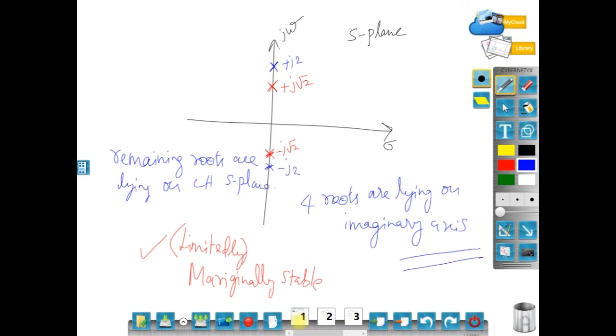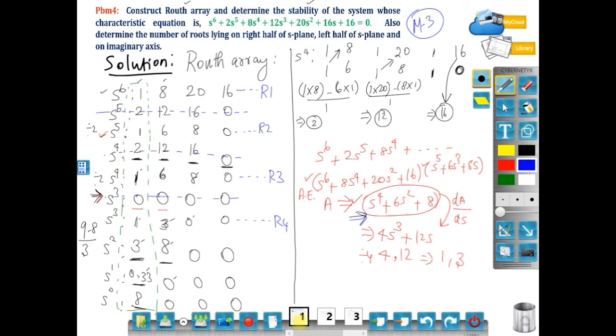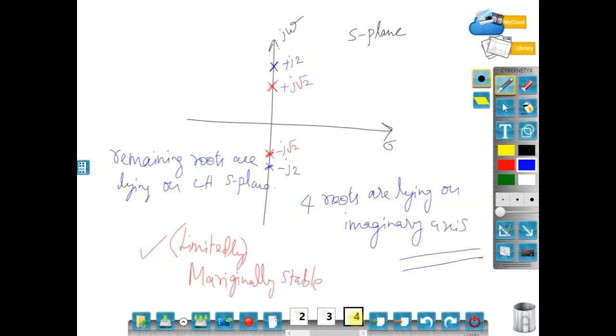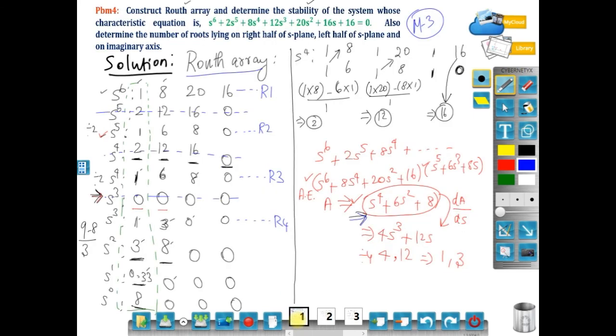So just read the problem statement. Construct the Routh array. Yes, we have constructed here. And stability. Yes, we have determined the stability as the system is marginally stable. It is having some limited stability, the system. At any point of time it may reach unstable or stable. So this is marginally stable system.